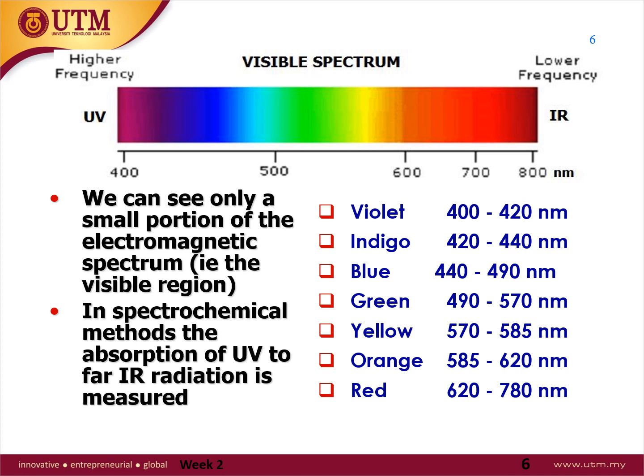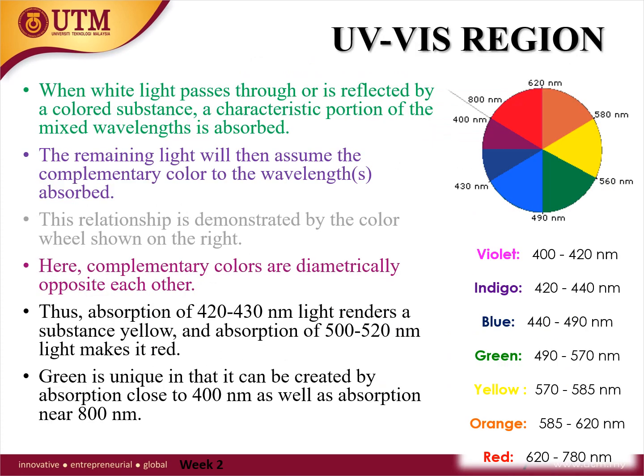So over here, this is the visible spectrum. When you see violet, it means that the wavelength selected for the white radiation is around 400 to 420 nanometer. I cannot go back because this slide recording doesn't allow me to do that. However, we come to an almost similar slide, this UV-VIS region. This is the wheel of color that I mentioned just now.